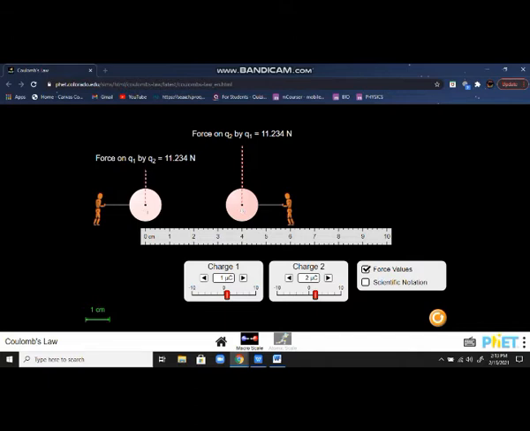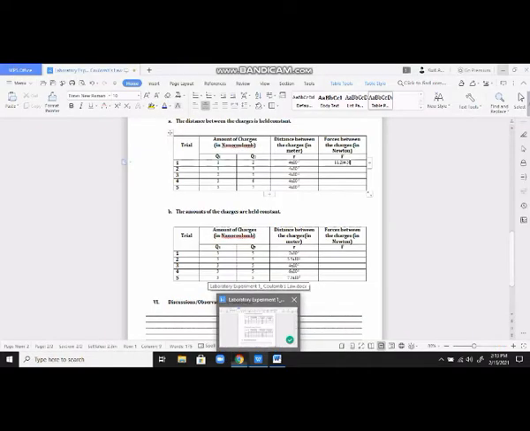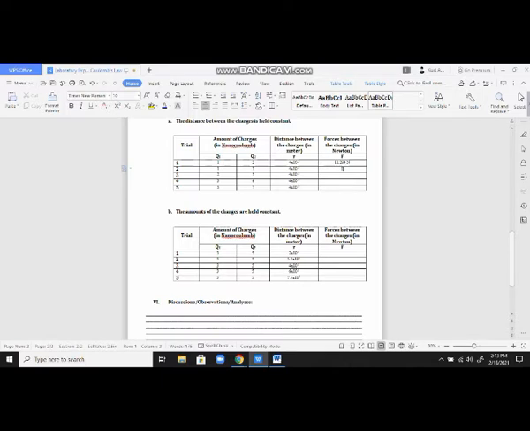For Table B, the charges were held constant, and we also used that in all 5 trials in Table B. As we go through the trials, we also made the distance between the charges increase and also recorded the forces applied between those charges. Tables consist of 5 trials.